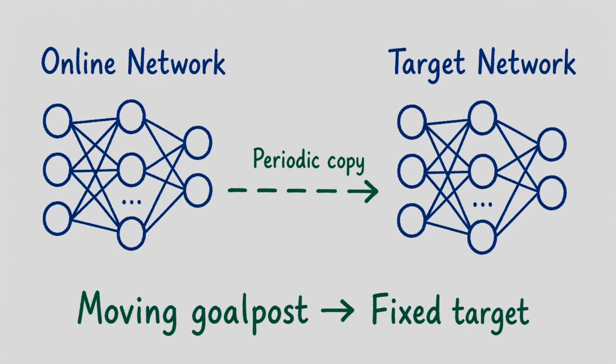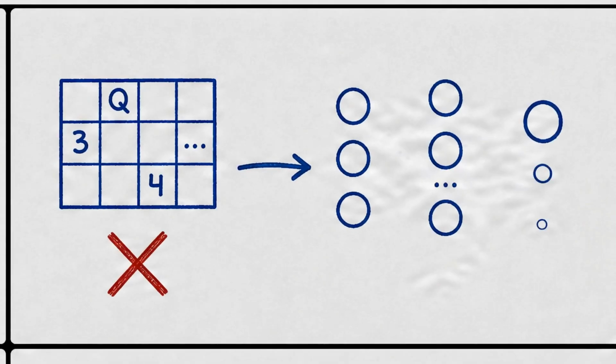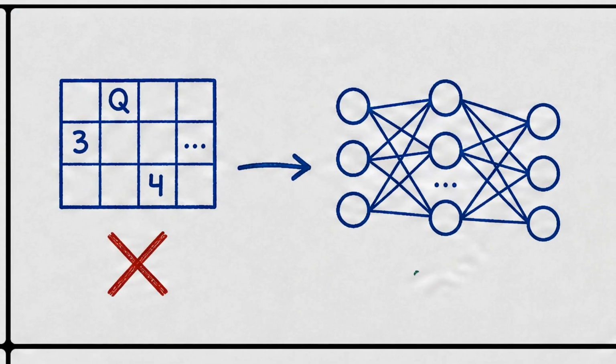2 tricks make DQN work. First, experience replay. Instead of learning from experiences in order, DQN stores transitions in a buffer and samples random mini batches. This breaks correlations between consecutive steps and stabilizes training dramatically. Second, target networks. DQN keeps a separate, slowly updated copy of the network to compute TD targets. Without this, the target shifts with every update. You're chasing a moving goalpost. The target network holds still long enough for learning to converge.